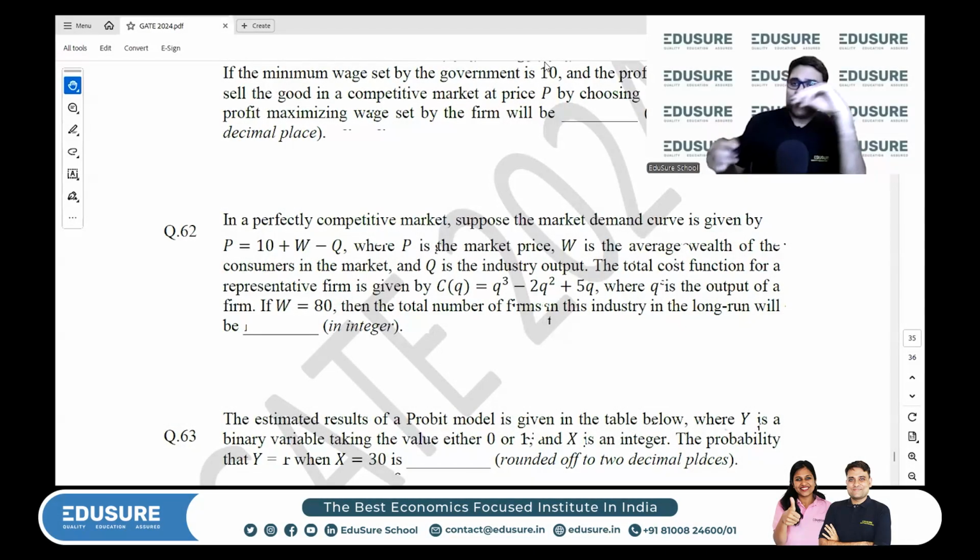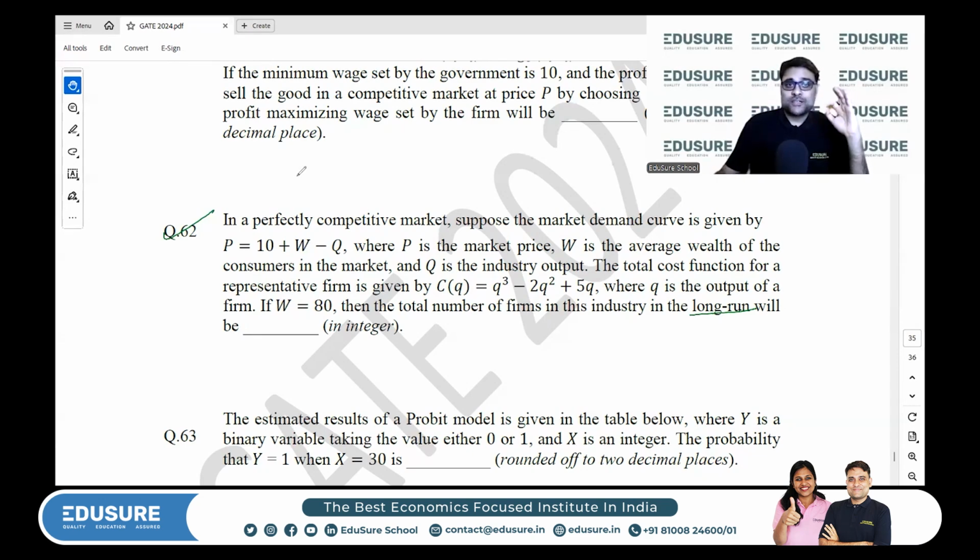This is IIT GATE 2024, question number 62. In a perfectly competitive market, suppose the market demand is given by this, where P is the market price, W is the average wealth. The total cost function for a representative firm is this, where Q is the output. Now then, the total number of firms in this industry in the long run. We know that in the long run equilibrium, P is equal to AR is equal to MR is equal to LR MC is equal to LAC. Basically, everything is equal to everything, right?